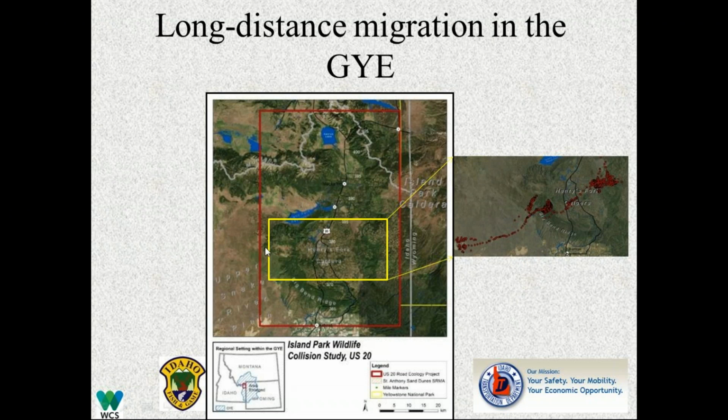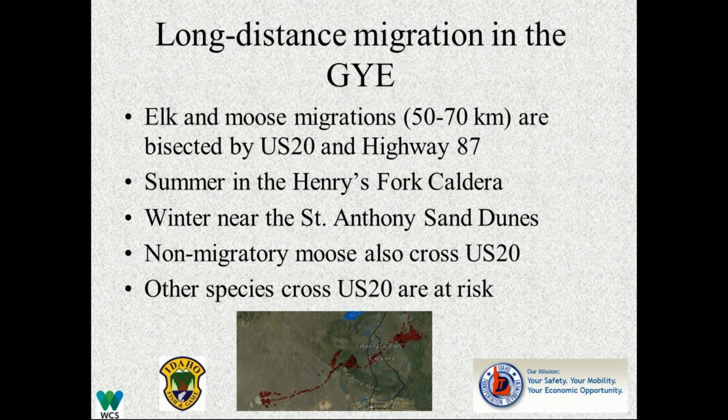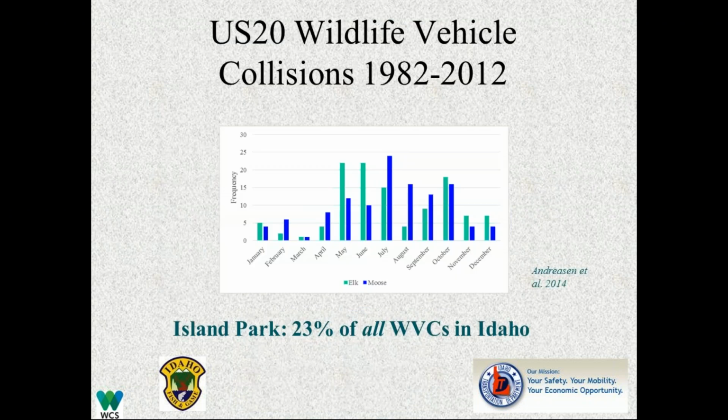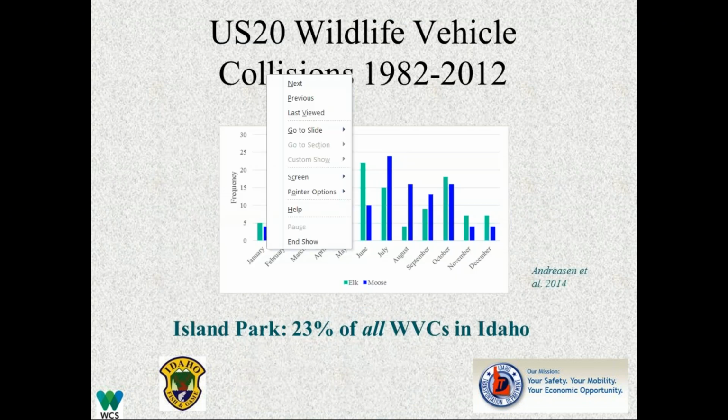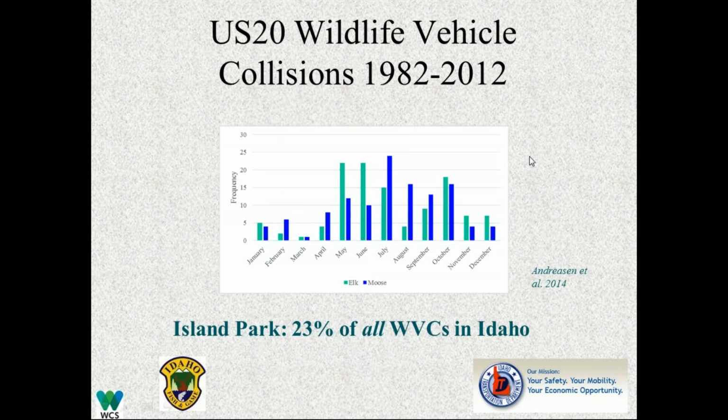And they make a long distance migration to the Upper Snake River Plain near the town of St. Anthony. And these elk and moose are migrating about 50 to 70 kilometers, and this migration is being bisected by US20. And there's a high level of wildlife vehicle collisions. In fact, between 1982 and 2012, over a 30-year period, this one road in the state of Idaho represented 23% of all wildlife vehicle collisions in the entire state.